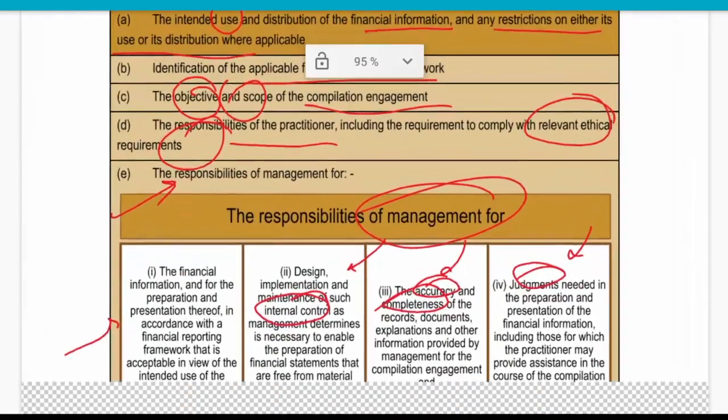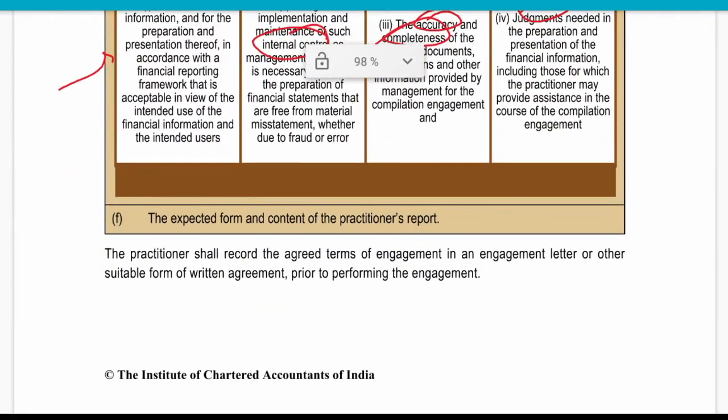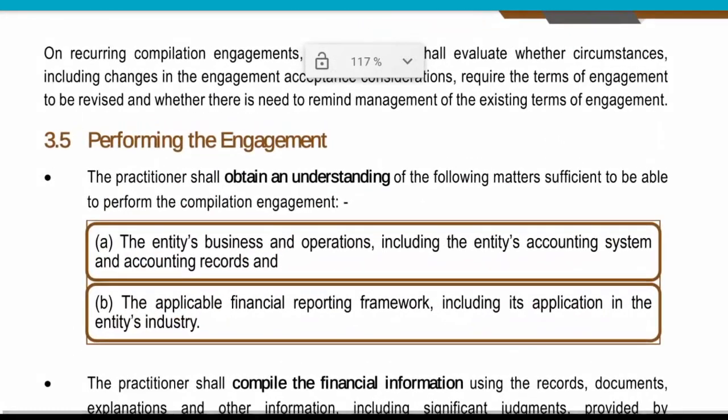Is it clear, guys? Are you able to understand this part? Okay, great. And after that, you need to perform the engagement.